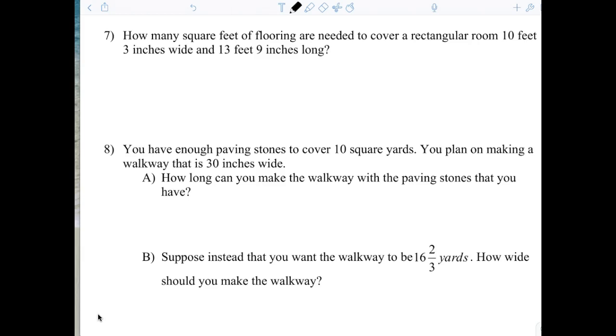How many square feet of flooring are needed to cover a rectangular room 10 feet 3 inches by 13 feet 9 inches? Wow. We got a problem here.